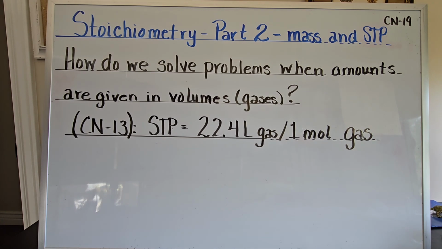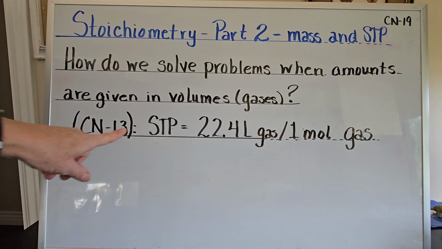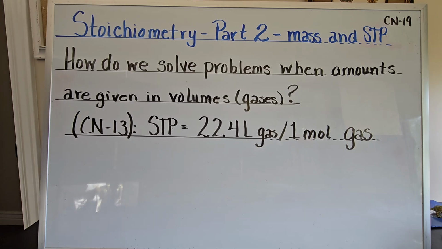So, how do we solve a problem when some of the amounts may be given in volumes, specifically volumes of a gas? And this is very important. Well, for mass, we looked at molar mass. Remember, mass was our key word back at class notes 13 for molar mass. But remember, also we had another keyword, STP, or standard temperature and pressure, which gave us another unit factor, specifically 22.4 liters of a gas per 1 mole of gas. We will be using this unit factor in our problems to solve stoichiometry in this particular video.